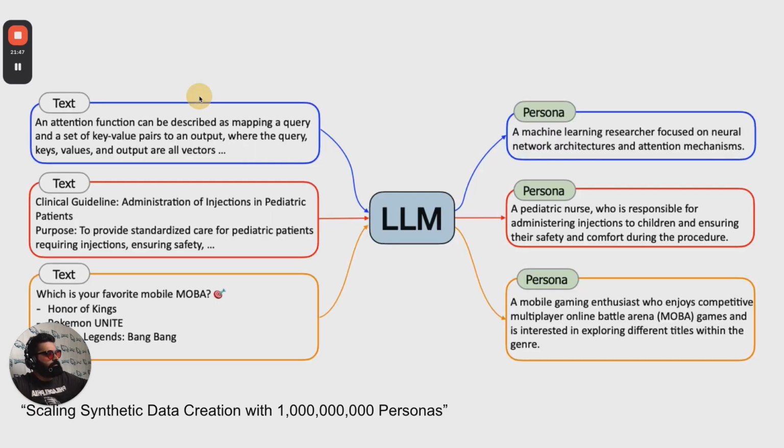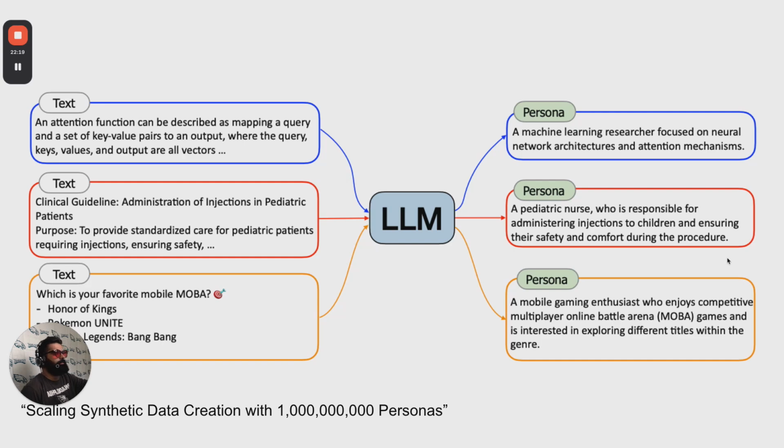We then generate new instructions using GPT-4o, given a data synthesis prompt, persona, and a single verifiable instruction as an example. So this is an example of what a persona looks like from the paper Scaling Synthetic Data Creation with 1 billion personas. And here's a persona, a machine learning researcher focused on neural network architectures and attention mechanisms. Or a pediatric nurse who is responsible for administering injections to children and ensuring their safety and comfort during the procedure. Or a mobile gaming enthusiast who enjoys competitive multiplayer online battle arena games and is interested in exploring different titles within the genre.